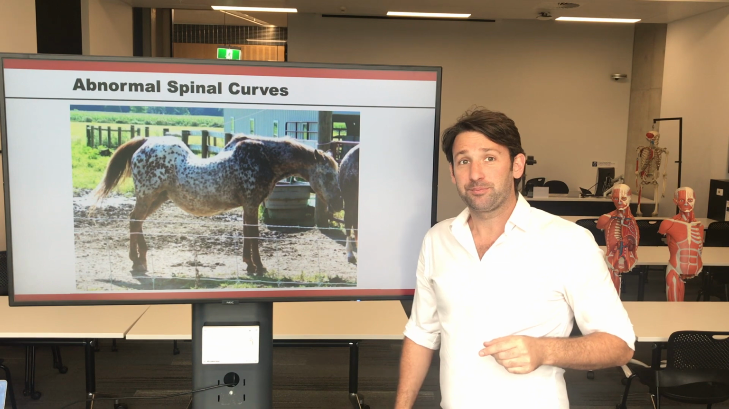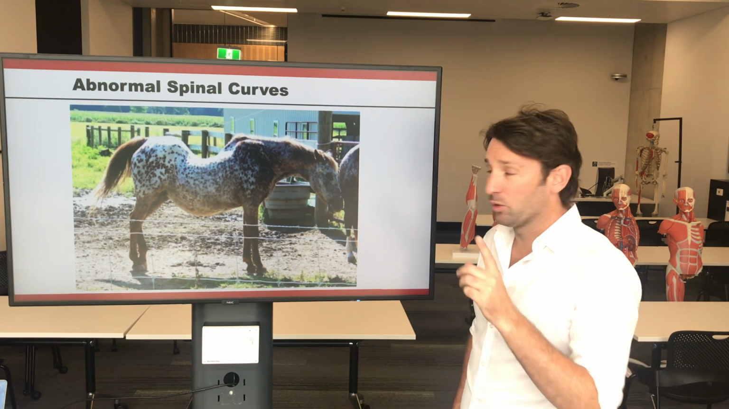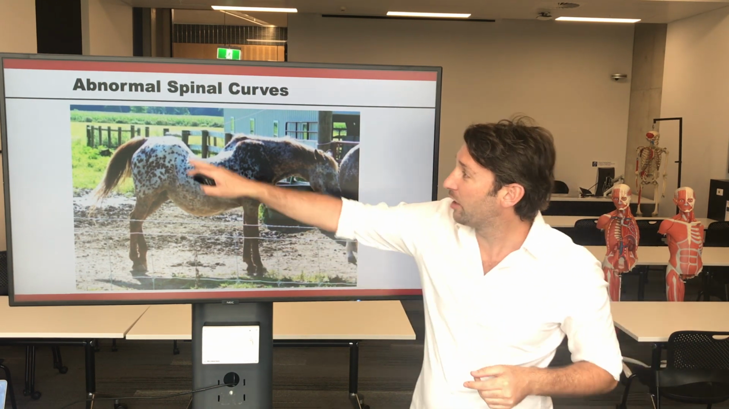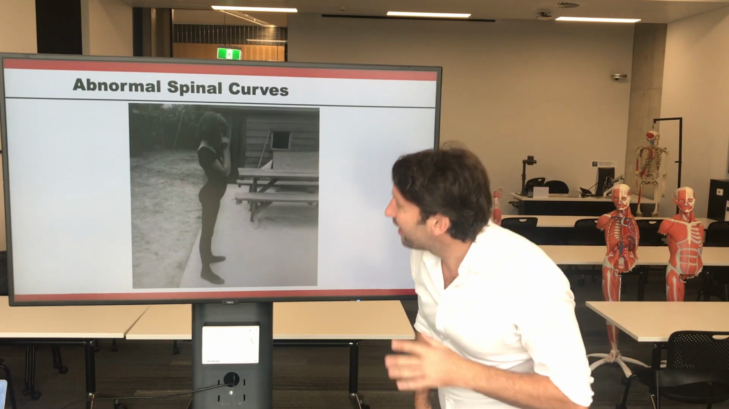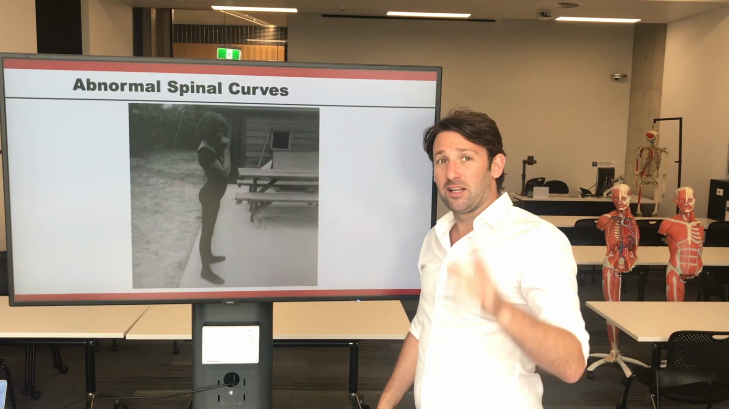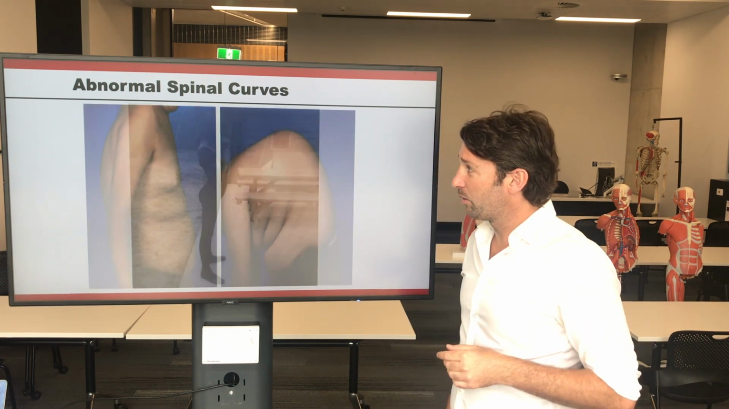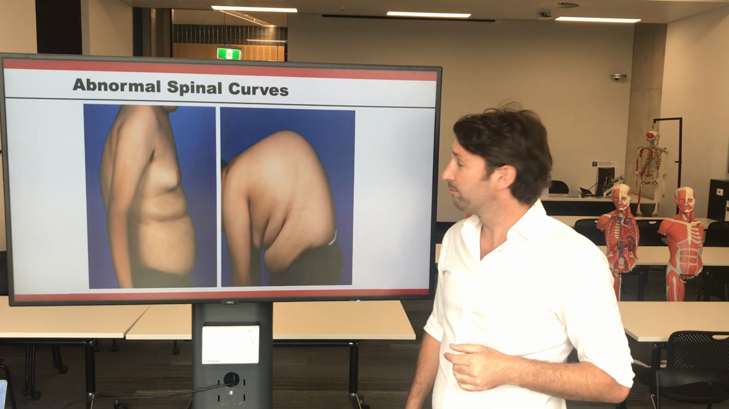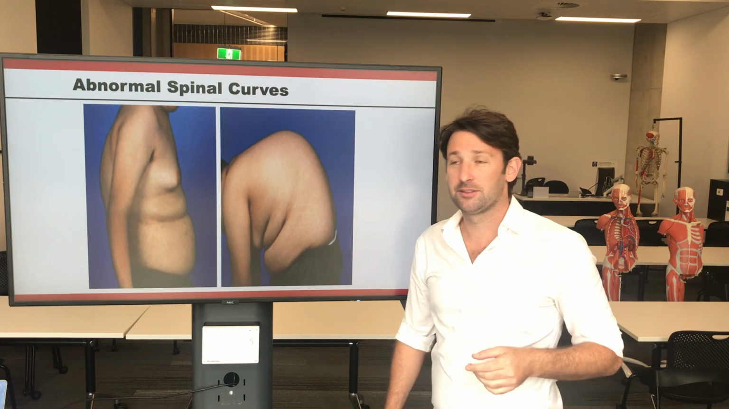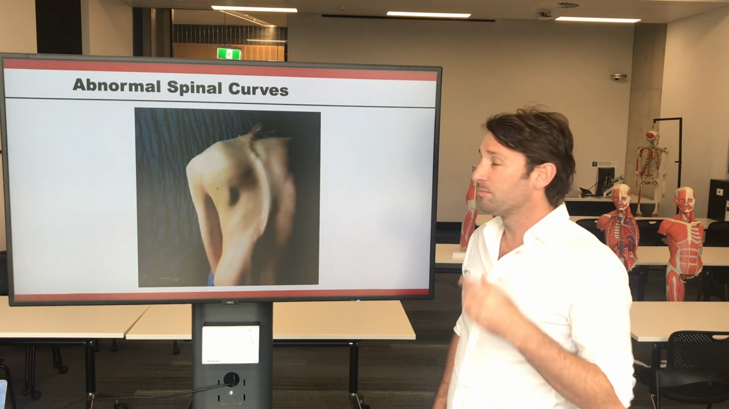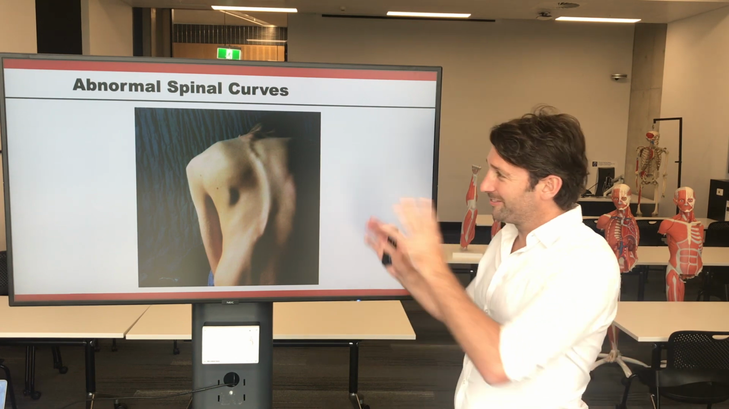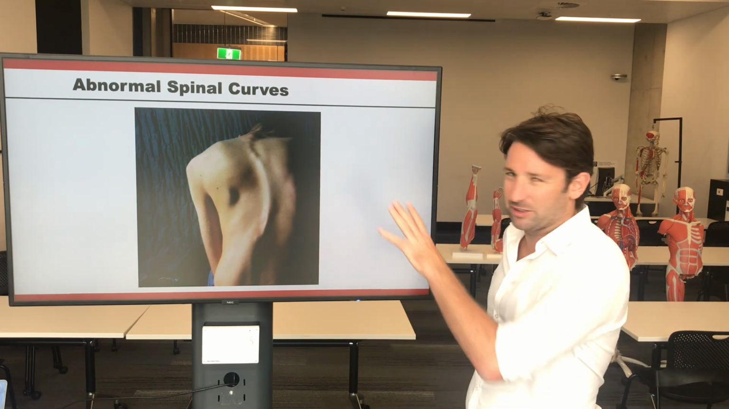That's a horse. But it's a horse with lordosis, so stomach sticking out, ass sticking out. What's that? It's a bit dark, but it is lordosis again. What's that? Kyphosis. What's that? Scoliosis.